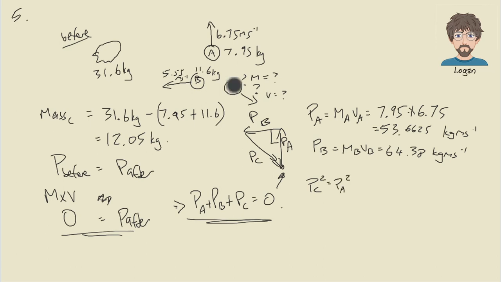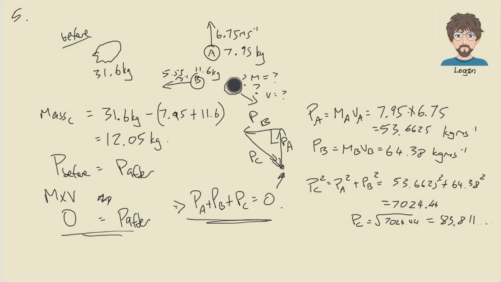We can now solve for PC by using Pythagoras' theorem. PC squared equals PA squared plus PB squared, which is 53.6625 squared plus 64.38 squared, which equals 7,024.44. So PC equals the square root of 7,024.44, which is 83.811, blah, blah. It's too many, we don't need that many probably. And if we want to find the magnitude, then PC equals MCVC.